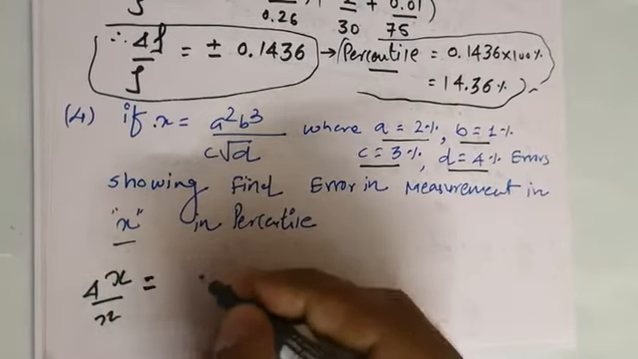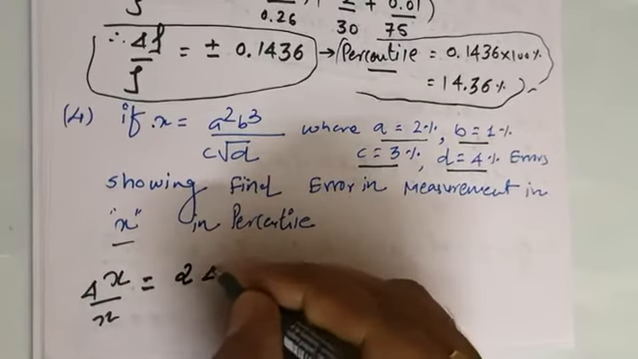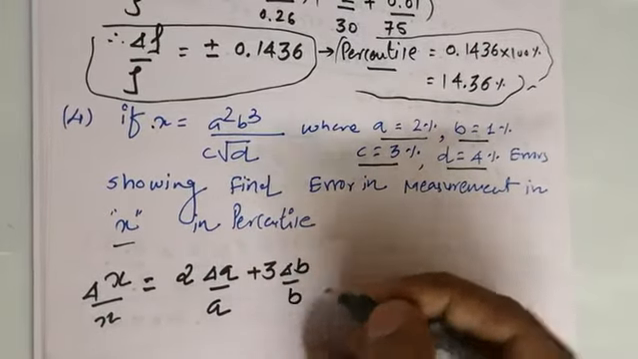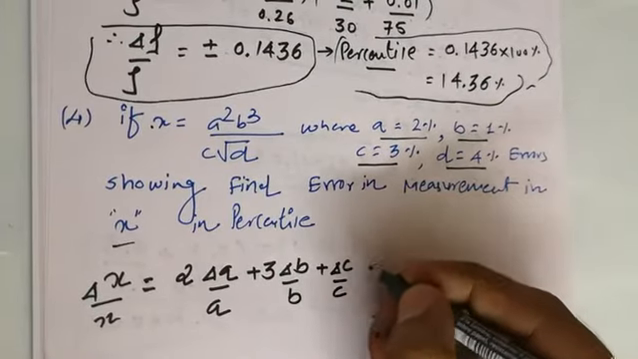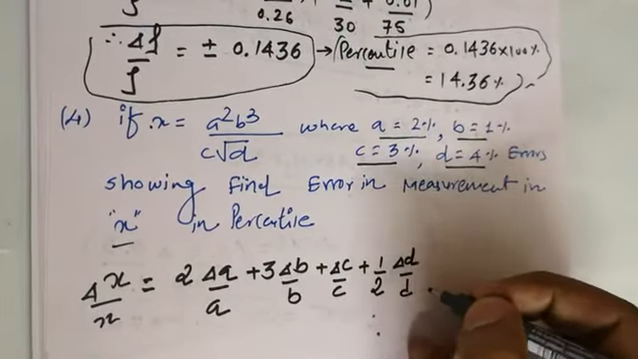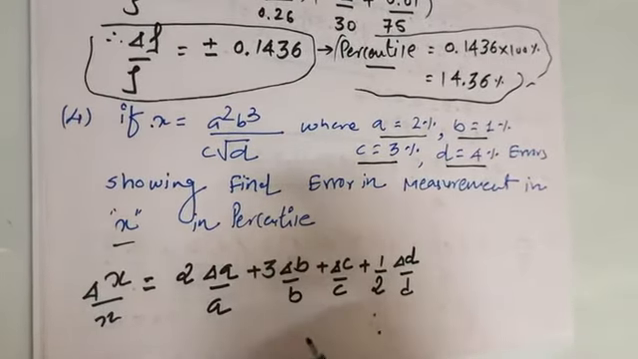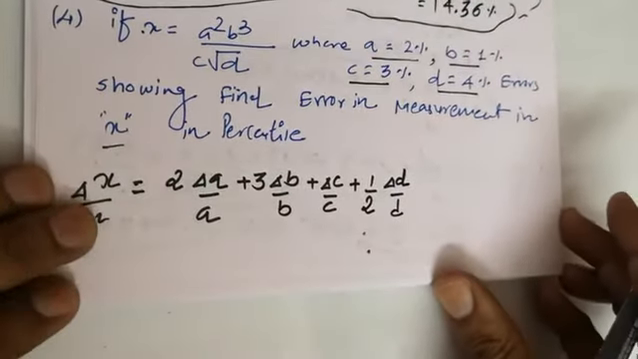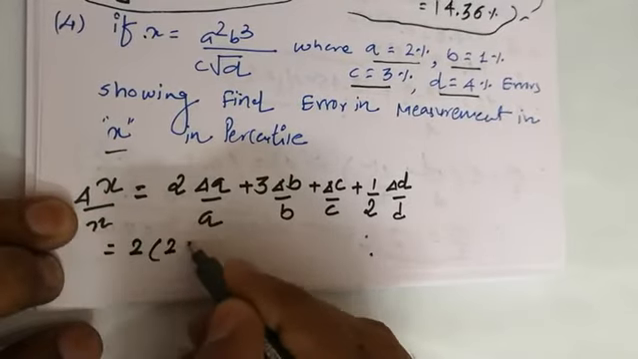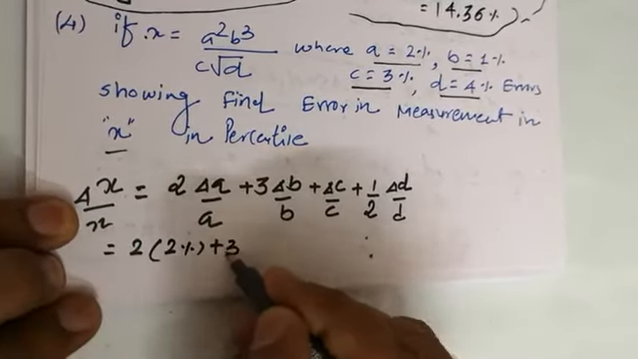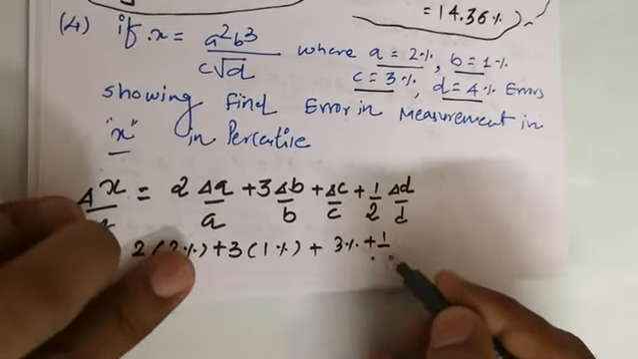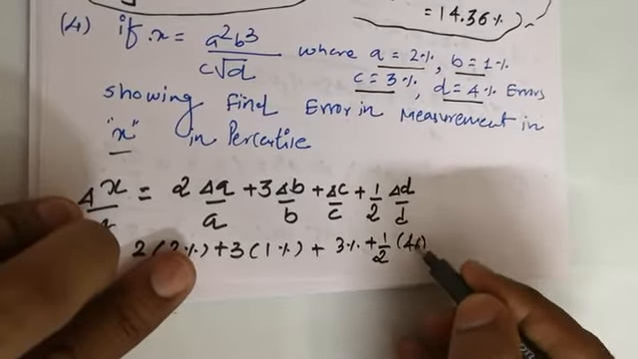You are aware of the power rule, whichever power is coming in the multiplication. So I can have 2 times delta a by a plus 3 times delta b by b plus delta c by c, plus root, which is raised to the 1 by 2 power, delta d by d. You can see your data here, it has been given in terms of percentage, readily available to you, so there is no need to convert it to multiplication. So what I am doing is 2 multiplied by 2 percent plus 3 multiplied by 1% plus 3%, and plus 1 by 2 multiplied by 4%.